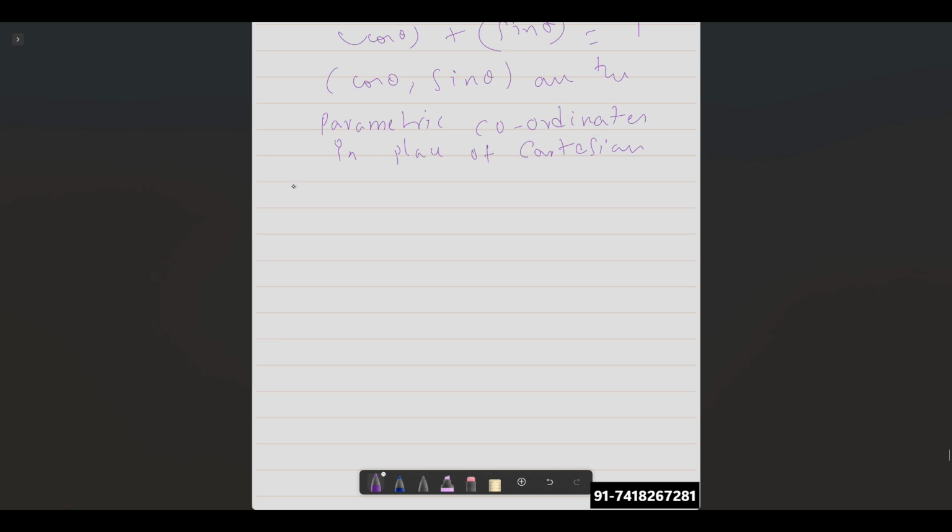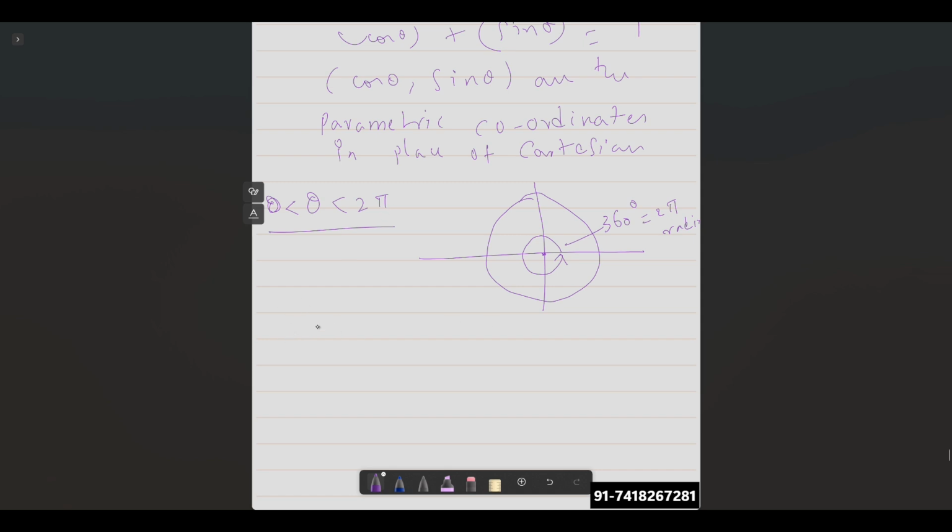In our textbook, this theta varies between 0 and 2 pi, that is, 0 less than or equal to theta less than or equal to 2 pi. That means if you want to get the circle, you need all the points around this center, which is about 360 degrees, which is nothing but 2 pi radians. This is a variable between 0 to 2 pi.